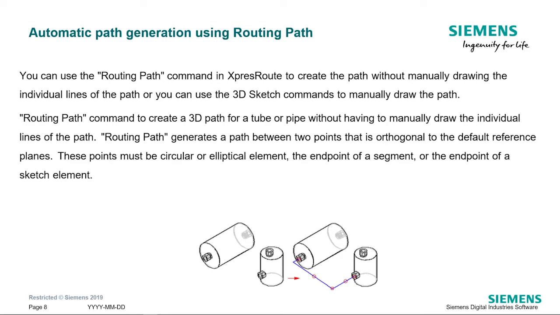So in order to use the command, the workflow is you select the 2 points. These points are going to be orthogonal to the default reference plane that you select, and these points must be circular or elliptical elements, the endpoints of a segment, or even the endpoints of a sketch element. So all you have to do is just select the two endpoints, and the software is going to generate a line, or you can say generate a path in between those 2 points, like you can see from the image here. So we'll just take a look at that here in our demonstration.